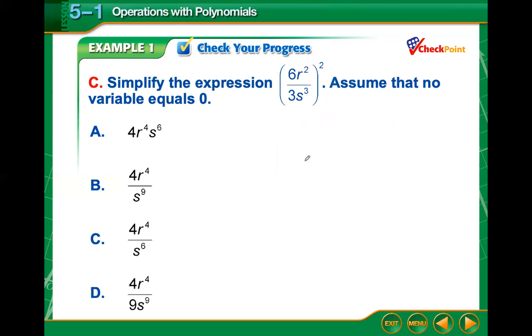And for our last example, or you try, go ahead and unpause the video when you're ready to see the solution.